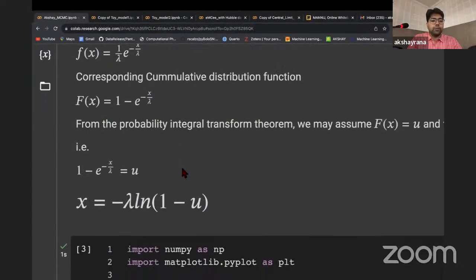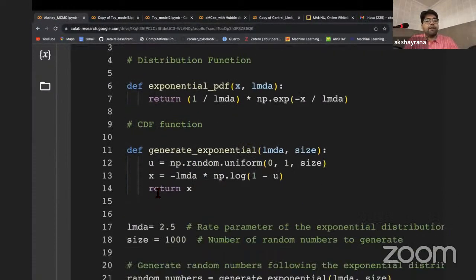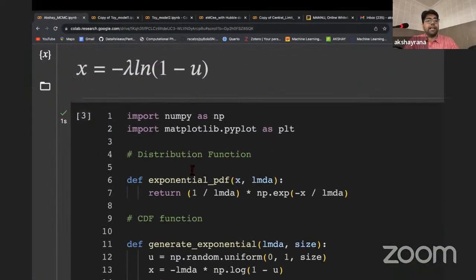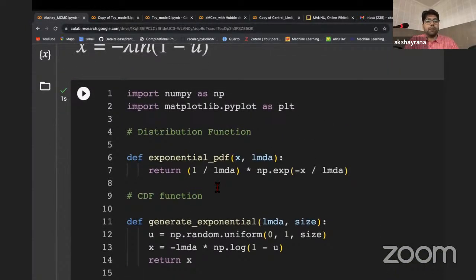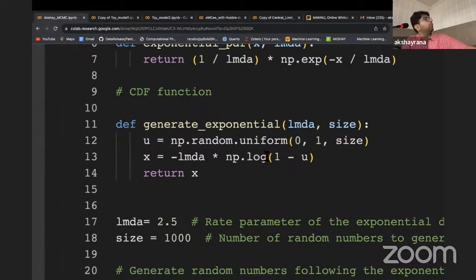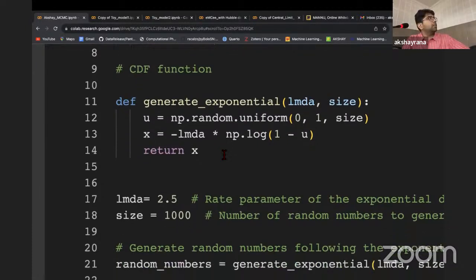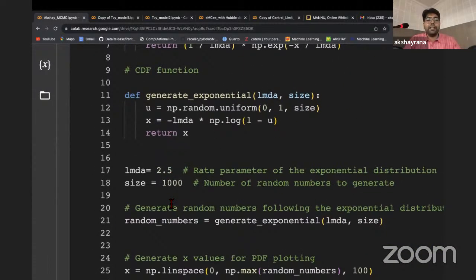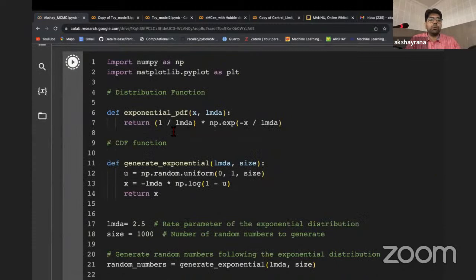Let me show you. This is the transformation we are making. I have defined this function, the exponential function, x equal to minus lambda np.log(1 minus u). U we are getting from np.random.uniform. The lambda value can be anything; we have chosen it to be 2.5 for now. Now, if I create this set of random numbers, let us plot it.